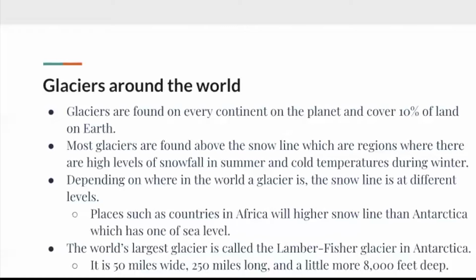The world's largest glacier is called the Lambert-Fisher Glacier, and it is located in Antarctica. It is 50 miles wide, 250 miles long, and a little more than 8,000 feet deep. And this is pretty crazy how large it is because it is the size of some islands and some really tiny states in the country. And then it's also larger than some countries around the world as well.